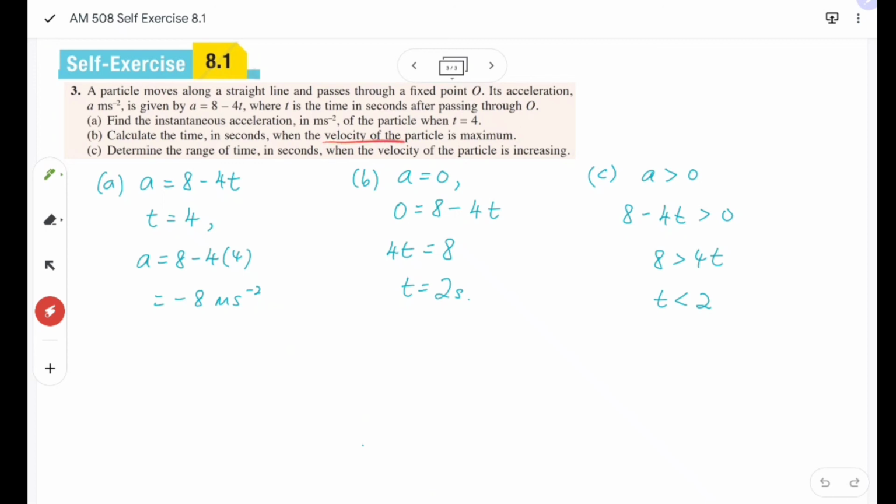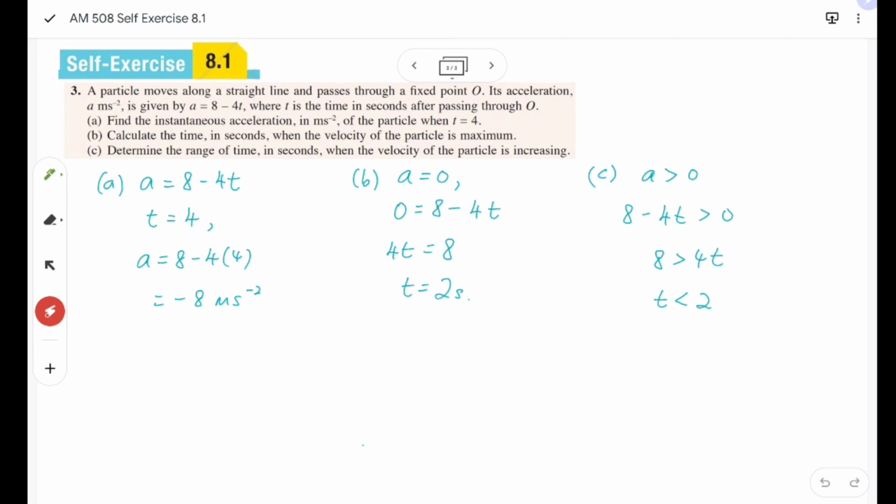B. Calculate the time in seconds when the velocity of the particle is maximum. When the velocity of the particle is maximum, a equals 0. We have no acceleration when the velocity is maximum. So when a equals 0, 0 equals 8 minus 4t. So 4t equals 8 and t equals 2 seconds.